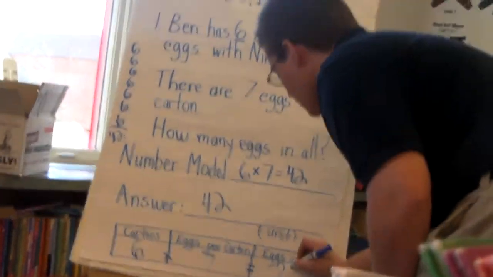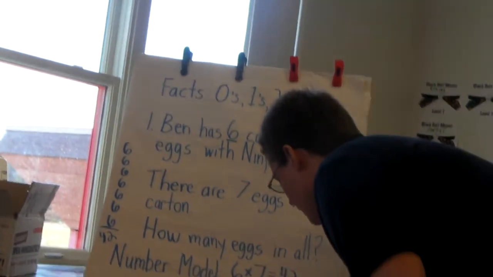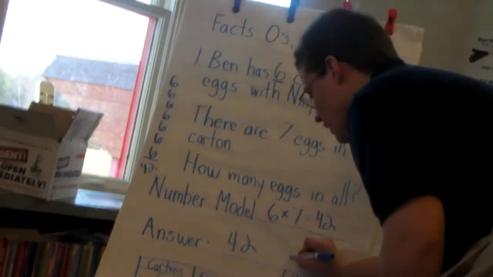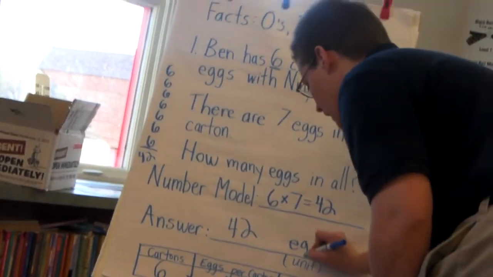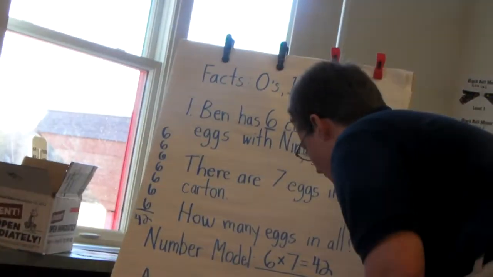Okay, how many eggs in all? You can put 42 down here. And the unit is in eggs. It's not cartons. It's not Ninjagos. It's eggs. Okay, 42 eggs.